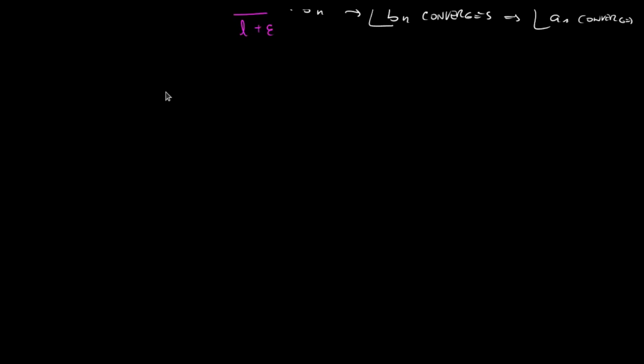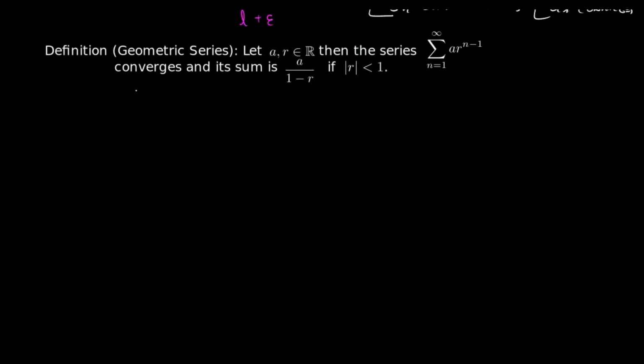Now that we have this proposition, we're going to start with a definition that will help us a lot, not only in solving exercises, but also in proving other theorems. We define a geometric series. It's a special type of series formed with a and r, two real numbers, and the series is the sum of a times r to the power n minus 1. This series starts from n equals 1, so the first term would be a times r to the power 0, so the first one is a.